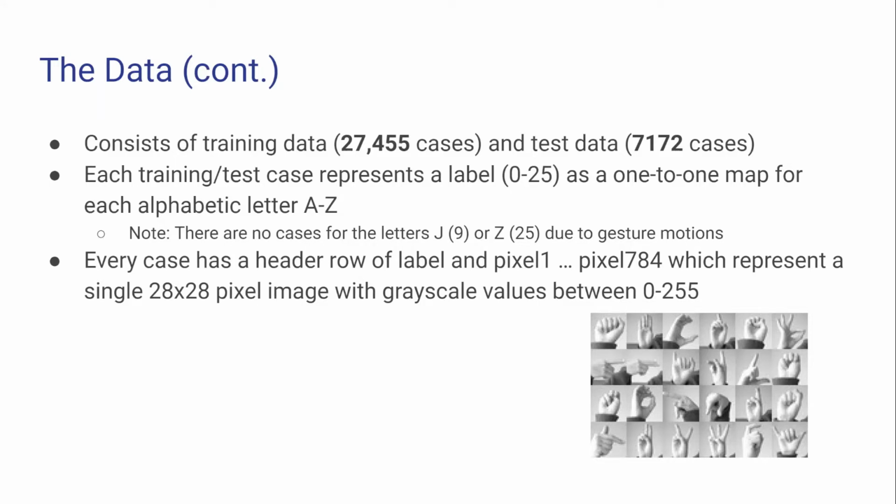Each training and test case represents a label 0 through 25 as a one-to-one map for each alphabetic letter A through Z. Now, it's important to note that there are no cases for letters J or Z due to these letters requiring gesture motions. Every case has a header row of label and pixel 1 through 784, which represent a single 28 by 28 pixel image with grayscale values between 0 and 255.